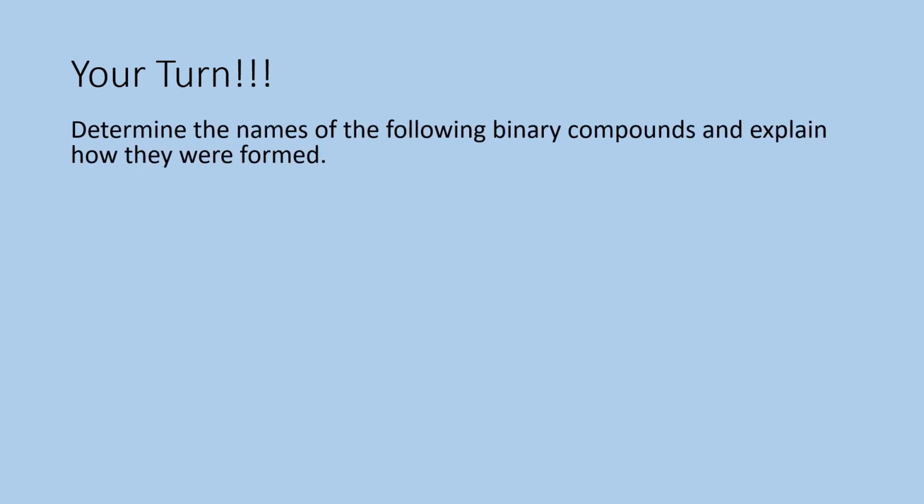So it's your turn now to do the naming of compounds. Determine the names of the following binary compounds and explain how they were formed. First you have BaBr2, the second one is CuCl, the next is Cr2O3, and then AlCl3. You may pause the video and try to name these compounds on your own, and after naming the compounds, you click the play button again, and let's see if you get the correct names.